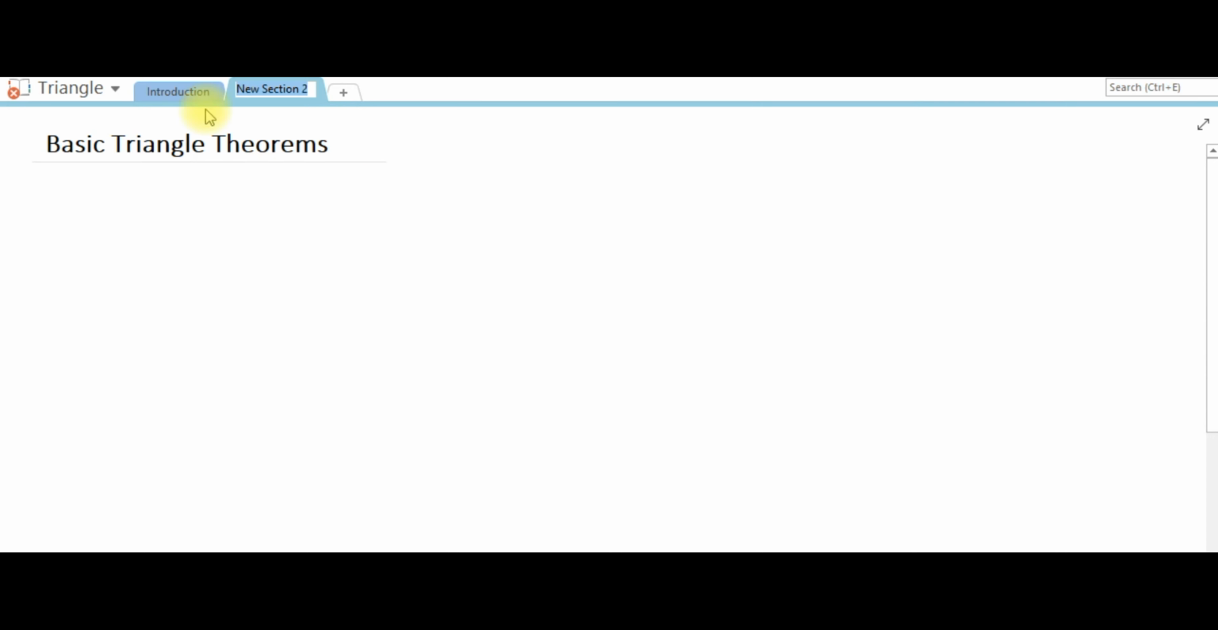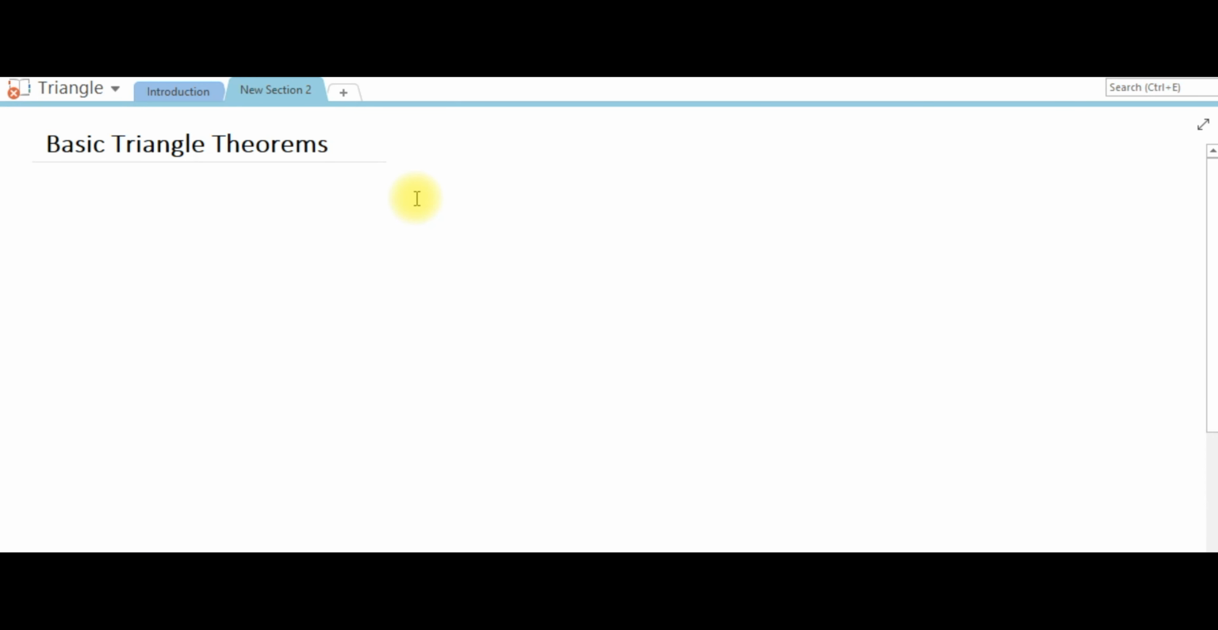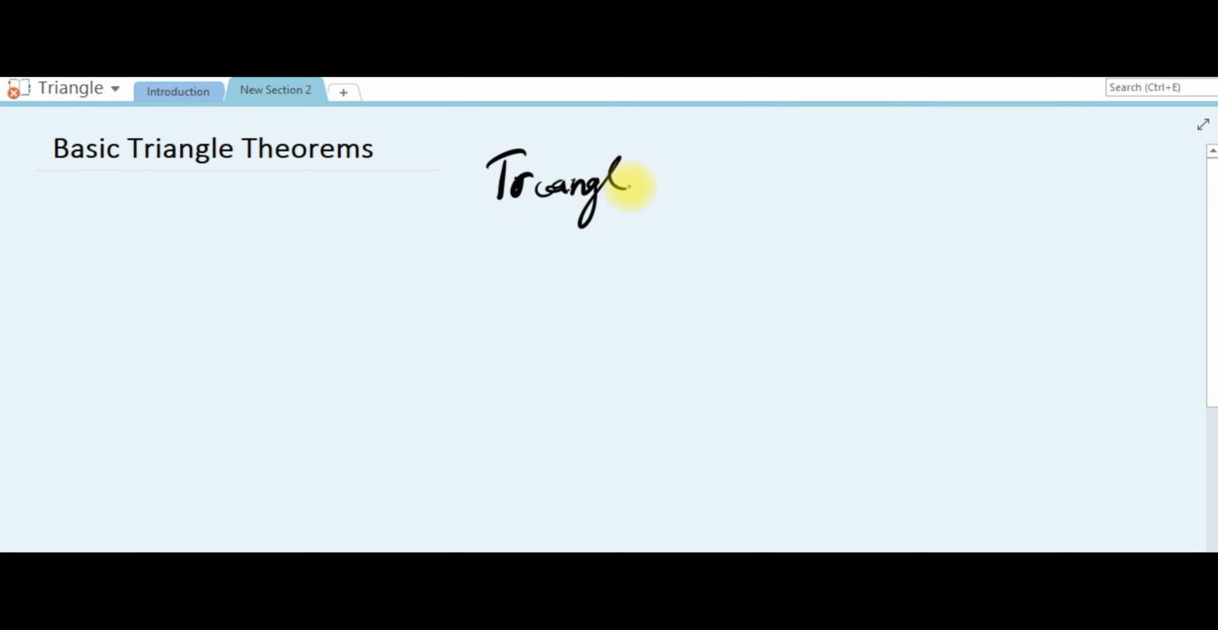So the first basic triangle theorem is the triangle inequality theorem. The first is triangle inequality theorem, or you call it the third side rule.